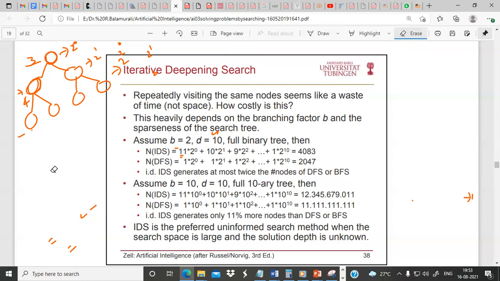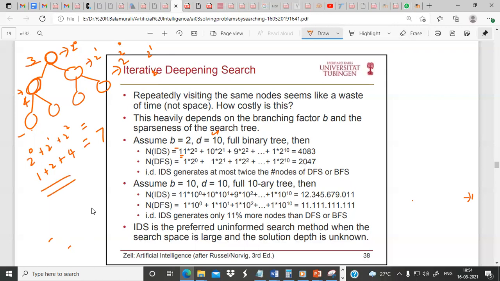Now, if you use depth first search, all these nodes will be explored only once. None of the nodes will be explored more than once. So the total number of nodes explored will be just the sum of all these: 2 to the power 0 plus 2 to the power 1 plus 2 to the power 2, which is nothing but 1 plus 2 plus 4. 4 plus 2 is 6, plus 1 is 7. Right? If there is another depth, you can add. Depending on the number of depths, we can extend this calculation.